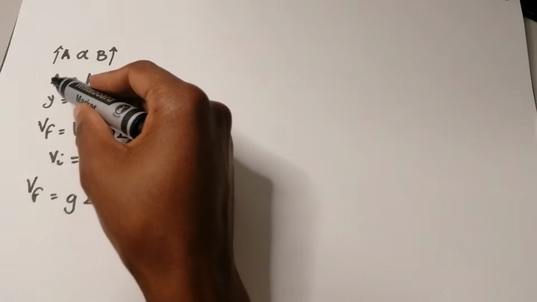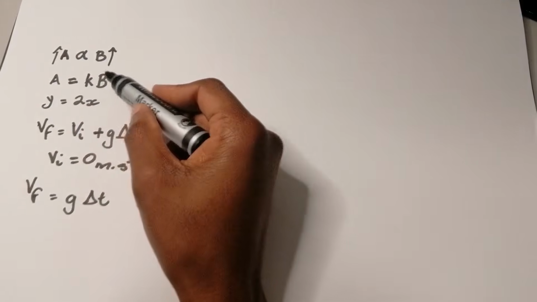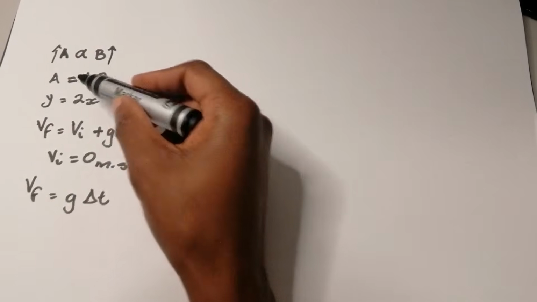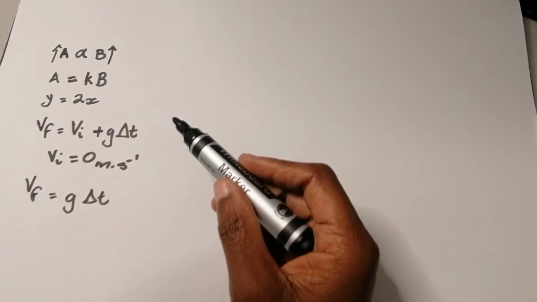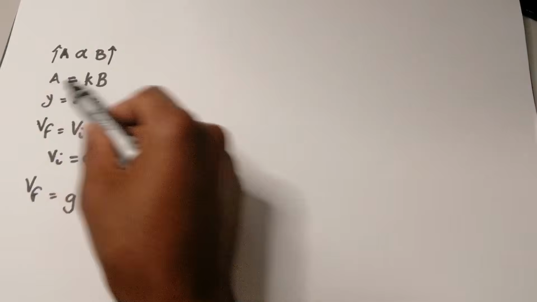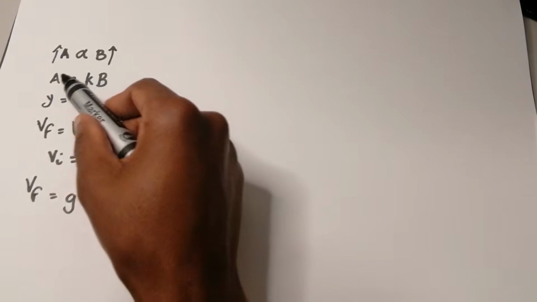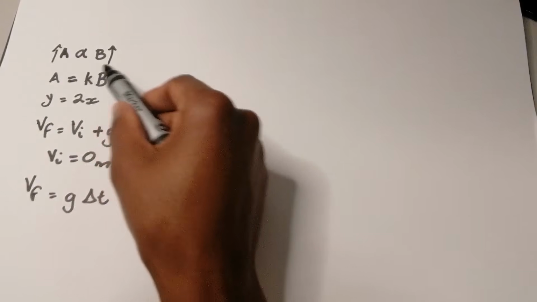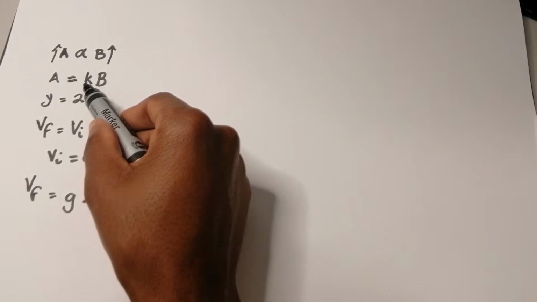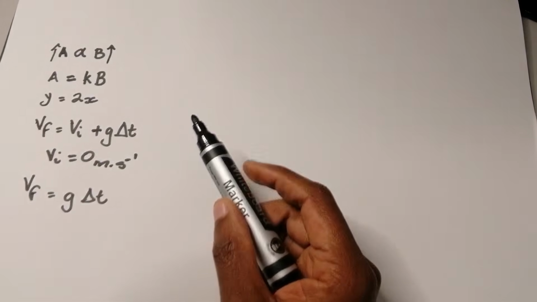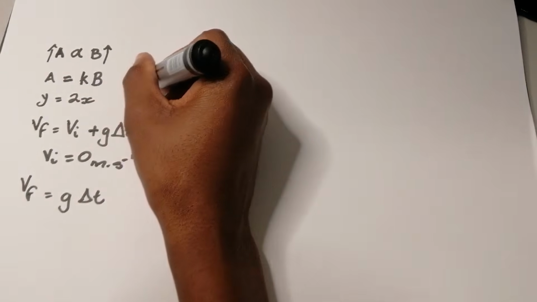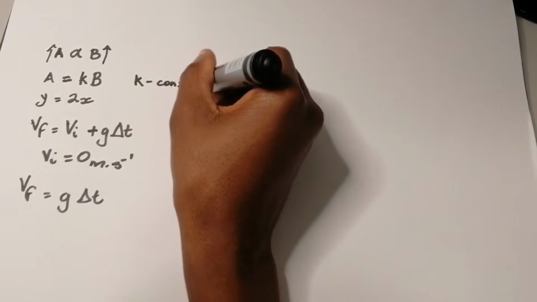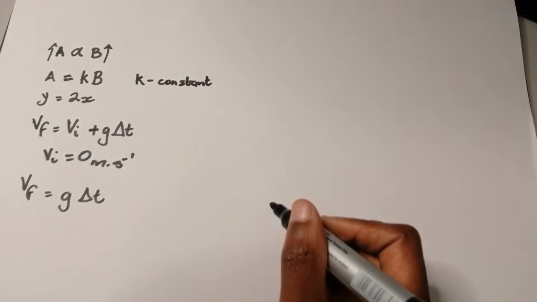Now have a look at this. When I said A equals K times B, it simply meant that in order for this to be considered a direct proportion, next to my independent variable there must be a constant. So K is a constant. It means that it's a number that is not supposed to change.